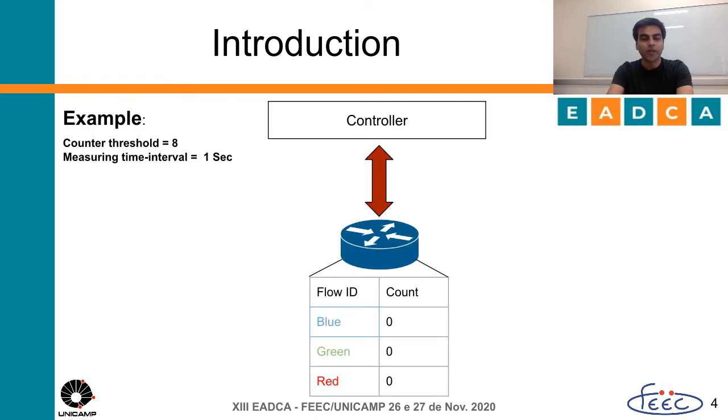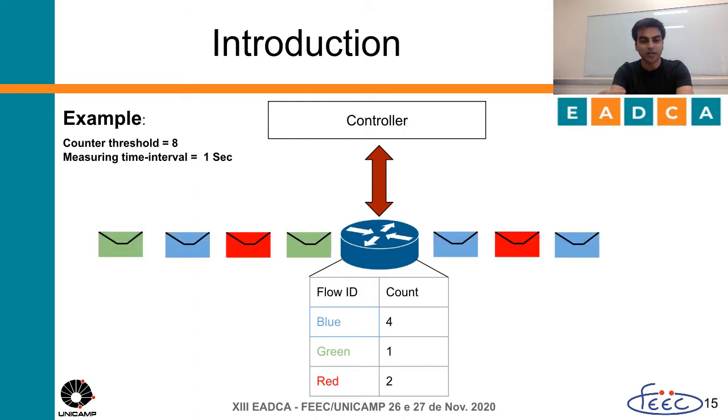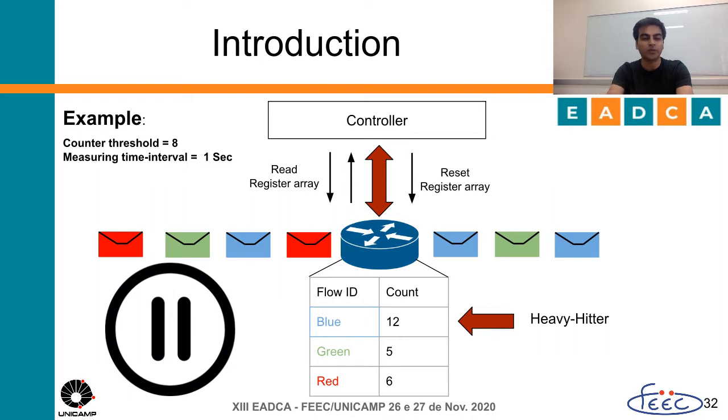For example, in this figure, a flow table is maintained which is used to count the number of packets for each flow. Here I use three different colors to indicate the flow ID. When a packet enters the switch, the switch extracts the flow ID of each incoming packet based on the 5-tuple, and based on the flow ID, the corresponding counter is increased by 1.